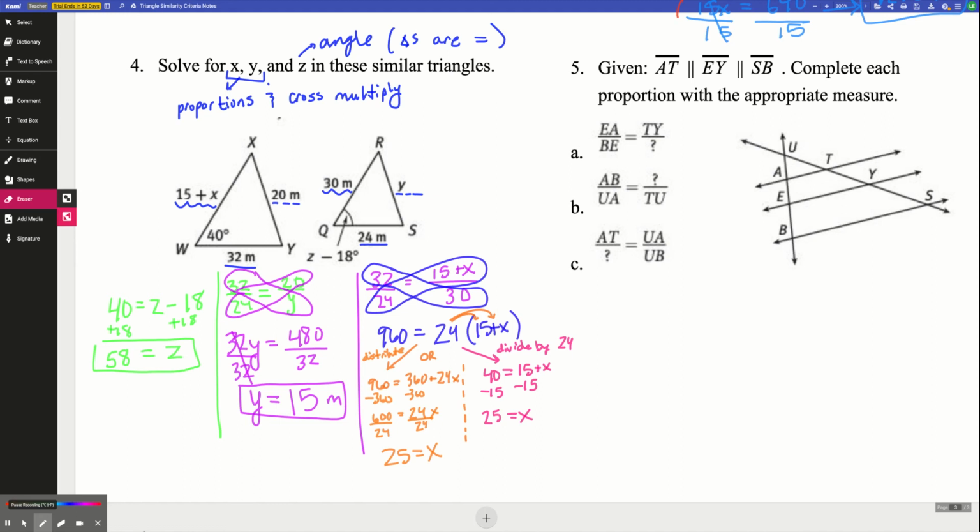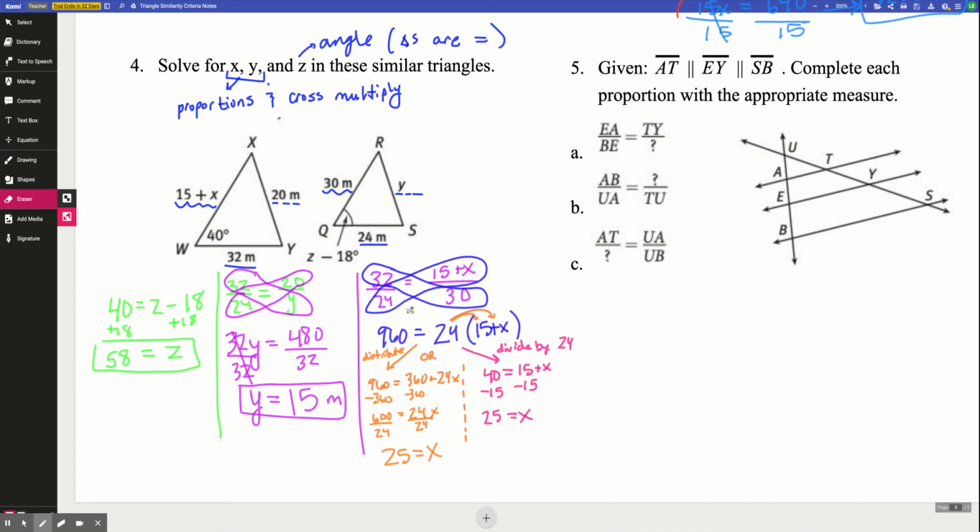Then I found Y next, so I wrote some proportions. So I wrote one of my proportions with no variable, so that was the 32 and the 24, right? So 32 over 24, and then I wrote the same proportion, in the same order for the other side, so 20 divided by y, and I did some cross multiplication, so I ended up with 32y equals 480 and divided by 32 on both sides, and I got that y was equal to 15 meters.